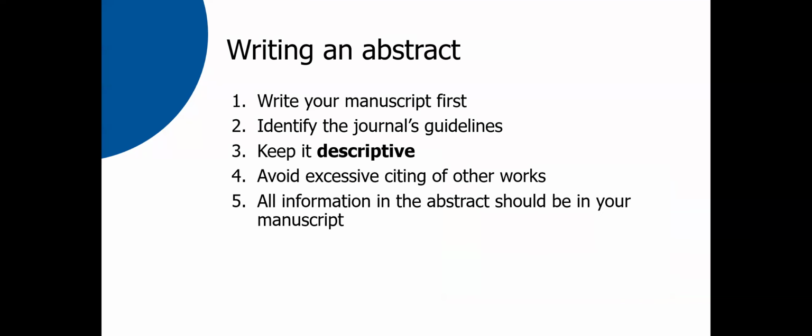So when you're writing, I recommend you write most or all of your manuscript first. Identify the journal's guidelines for abstracts and keep it descriptive without embellishing. I also suggest you avoid excessive citing of other works. This abstract should advertise your paper, not others. Think again of our real estate example. People are coming to see a specific house, not a larger neighborhood. Most importantly, all information that is in the abstract should be in your manuscript or in concordance with your manuscript.